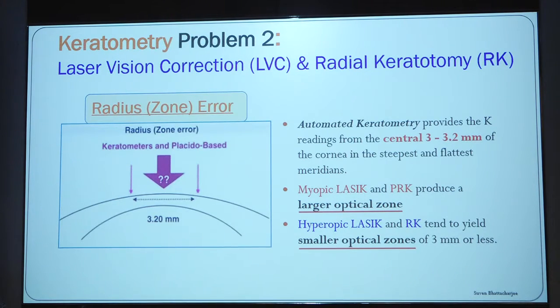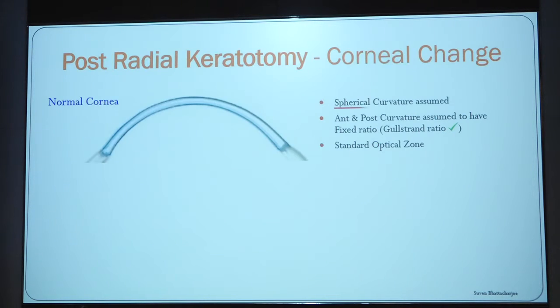Now, there is another problem with keratometry, which is the radius zone error. What it means is that in automated keratometry, we measure at 3 to 3.2 millimeters, whereas in myopic LASIK and PRK, it's producing a larger optical zone, and in hyperopic LASIK or RK, it's quite the reverse, so we're getting a smaller optical zone of 3 millimeters or less. So now these are the three things where we need to see the difference between the LVC and RK.